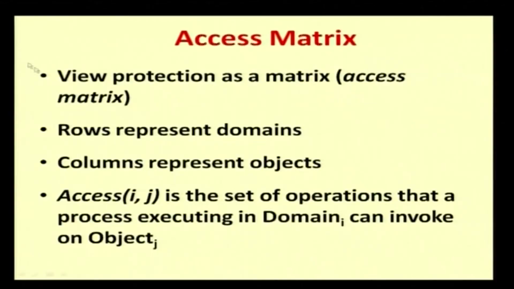An access matrix is used to view protection as a matrix. The rows in the access matrix represent the domains and the columns represent the objects. So access(i, j) is the set of operations that a process executing in domain i can invoke on object j. Let us see with a tabular example.